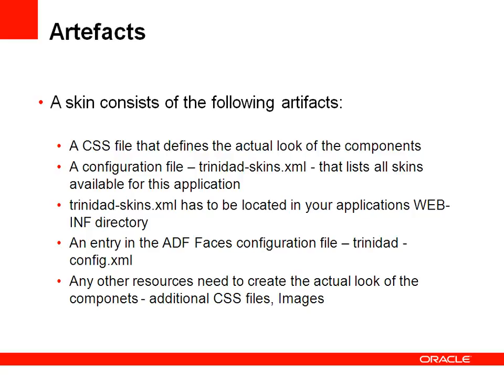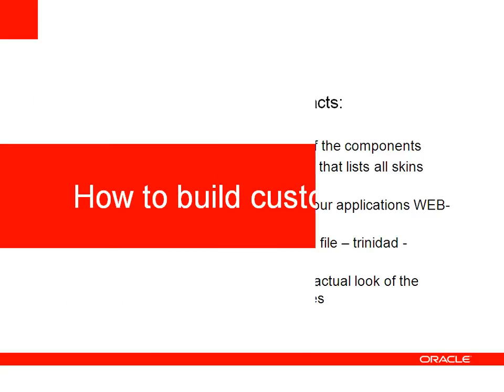The Trinidad config file has an entry for the currently active skin. This could be static information, as we will see in the next slides, or it could be dynamic. You could use expression language to reference the skin that you want to show, which would allow users of your applications to switch skins dynamically at runtime as they please. Or you just put a reference in their preference files so that whenever they come back to your application, they get their custom look and feel.